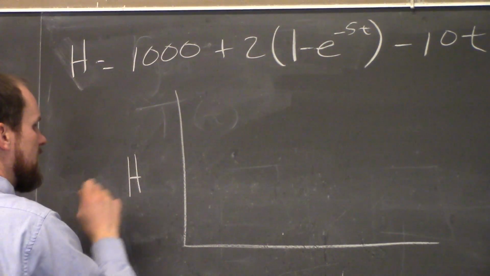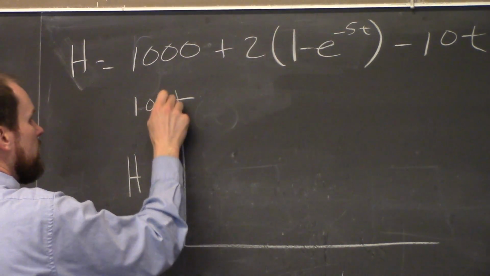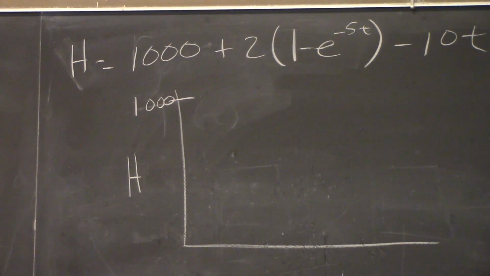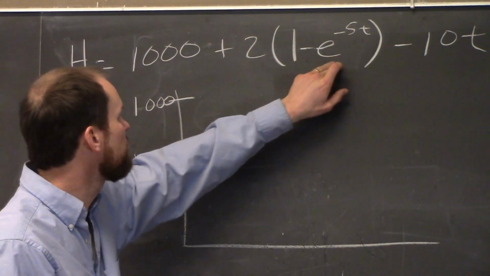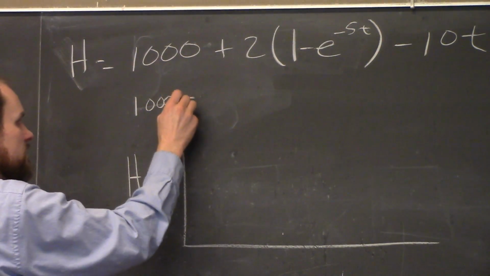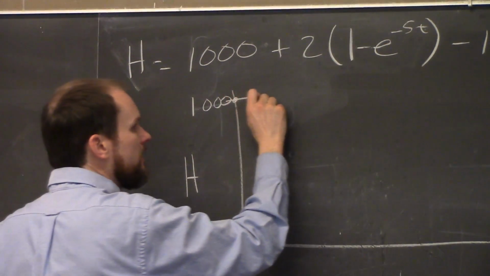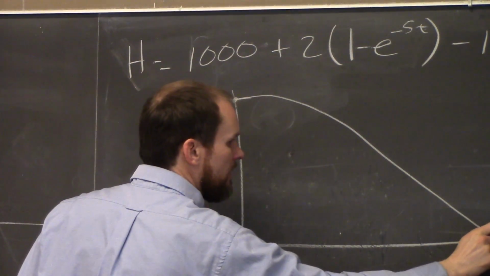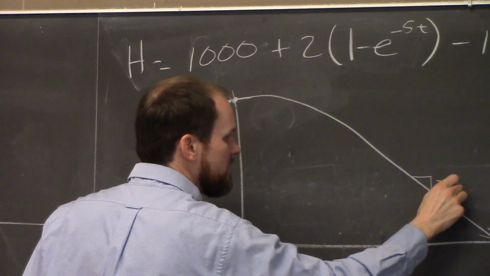Time versus cells. Okay, start at 1,000, right? Because at time equals 0, this is 1. This is 1, that goes away, that goes away. So I start at 1,000. And I think the curve's going to look like that. Eventually the slope will be minus 10.